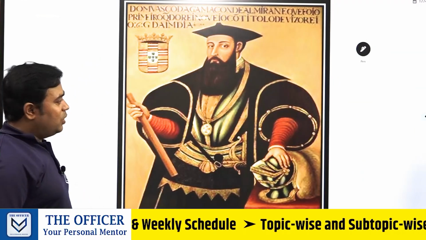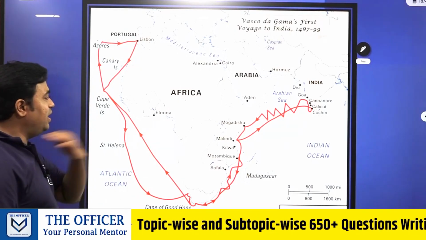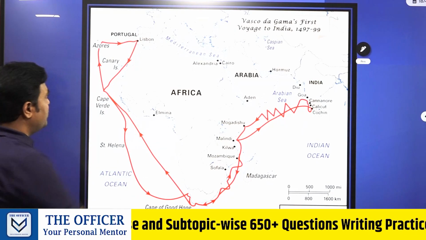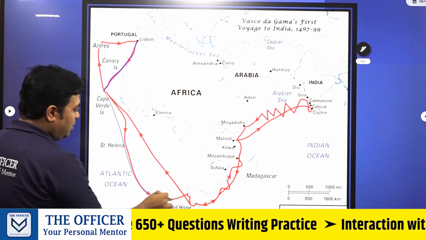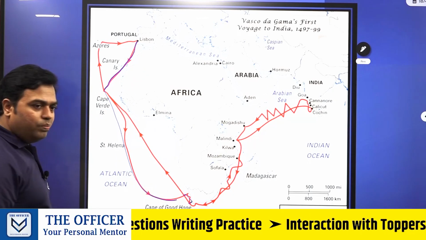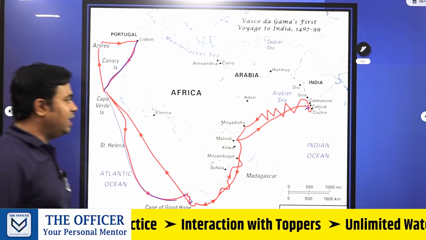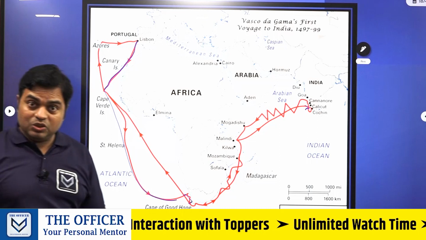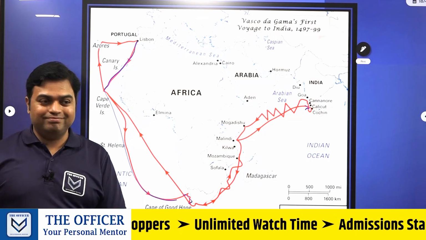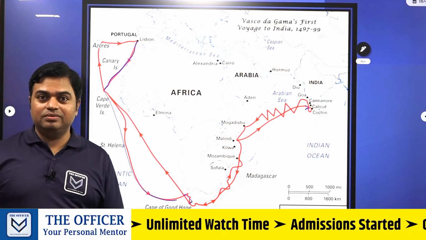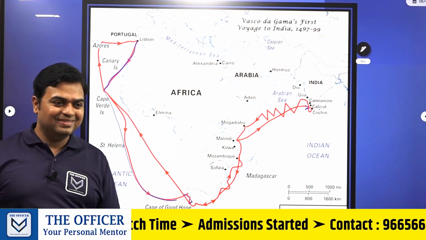Next, Vasco da Gama. Yes, Vasco da Gama also left to reach India, and he became successful. He also left from Portugal. Then he went to the Cape of Good Hope. Yes, and then finally he succeeded in reaching Calicut. Here also, what did he purchase? Black gold in exchange for traditional gold. And what is that black gold?